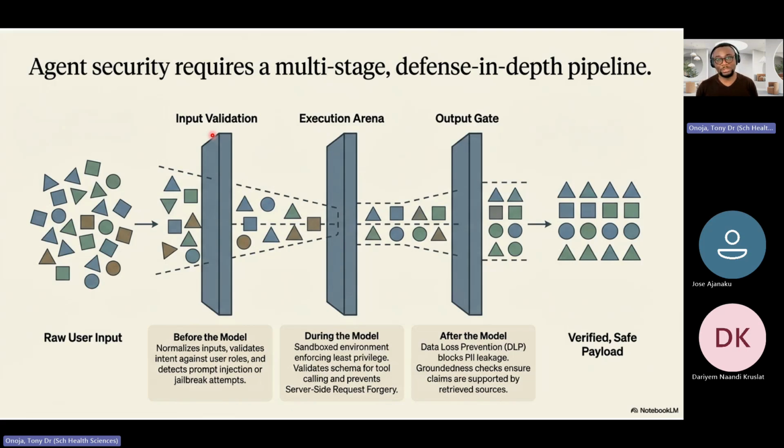Because if you don't put the security in place, someone else could take advantage of the vulnerability and use it for his or her own evil purpose. So we have the input validation, the execution arena, and the output. You can put the security in during the input validation, the execution phase, or the output phase. Before the model, normalize input, validate intent against the user's role, and detect prompt injection or jailbreak attempts. I'm going to tell you guys things about jailbreak, and I hope I can create a class to talk about some of these things in detail.